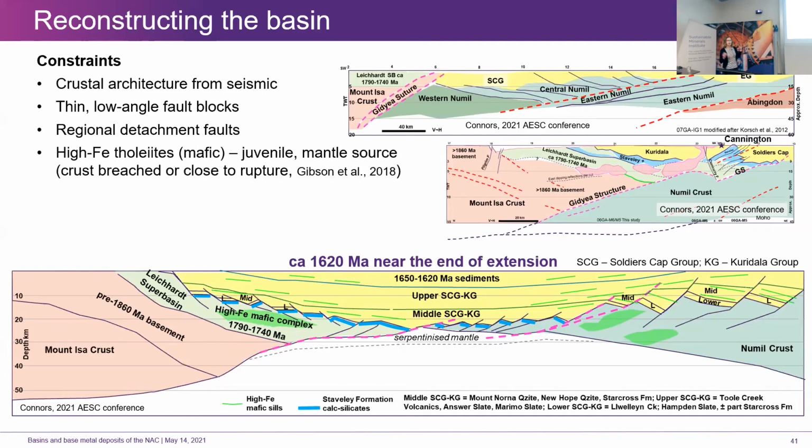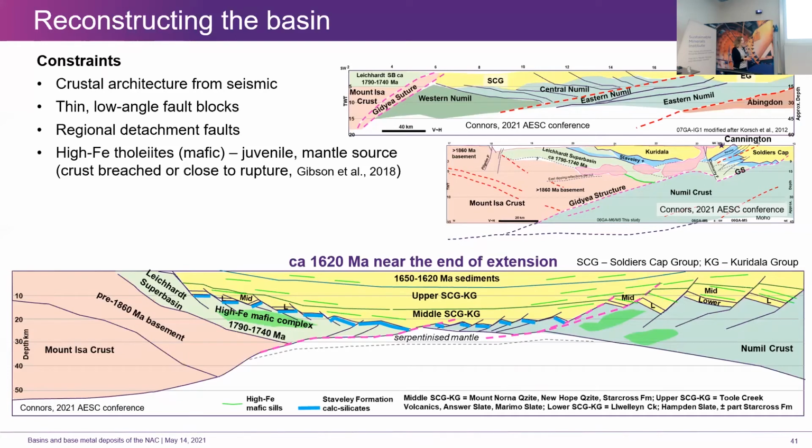The high iron tholeiites, which are the mafic magmas coming in, have a very juvenile signature, indicating they've come from the mantle, and George Gibson and colleagues have suggested that if the crust hadn't breached, it was very close to breaching. We don't know whether we had seafloor spreading.